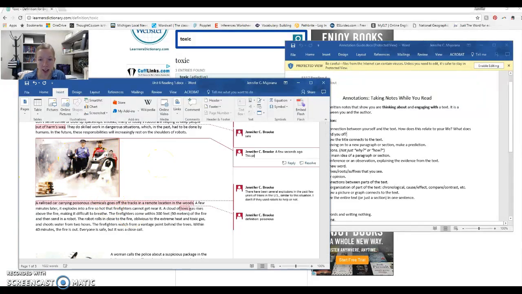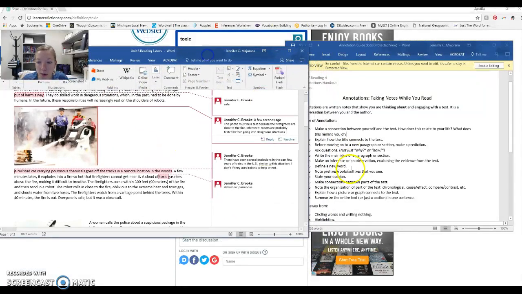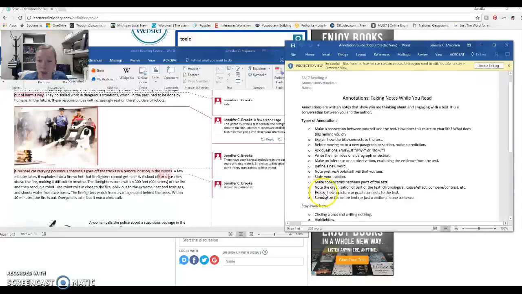So I'm going to say this photo must be a test because the firefighters are close to the fire. Okay, and then, of course, that makes sense that they would actually test the robots, right, before they send them into these dangerous situations. So I'm going to make an inference here. Robots are probably tested before going into dangerous situations. Okay, cool. All right, opinion, organization. Okay, so I just did this one to explain how a picture or graph connects to the text.